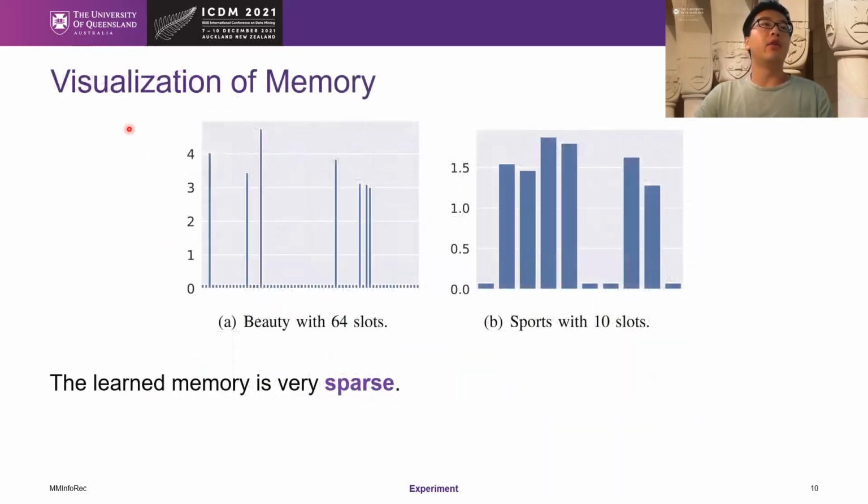We also do a visualization of our memory network. Remember in the memory module, we have a memory matrix M. So we visualize that M matrix, and we can see that for the memory slots, most of them are very close to 0. Here is the norm of each memory slot we visualize. So we can see that only a few, very, very few memory slots are effective in this memory matrix. We think this is a very interesting phenomenon.